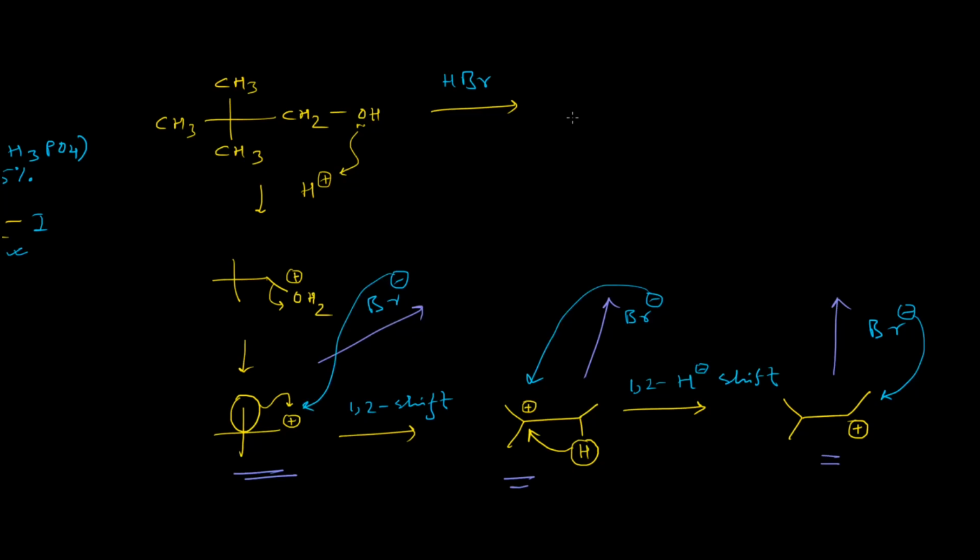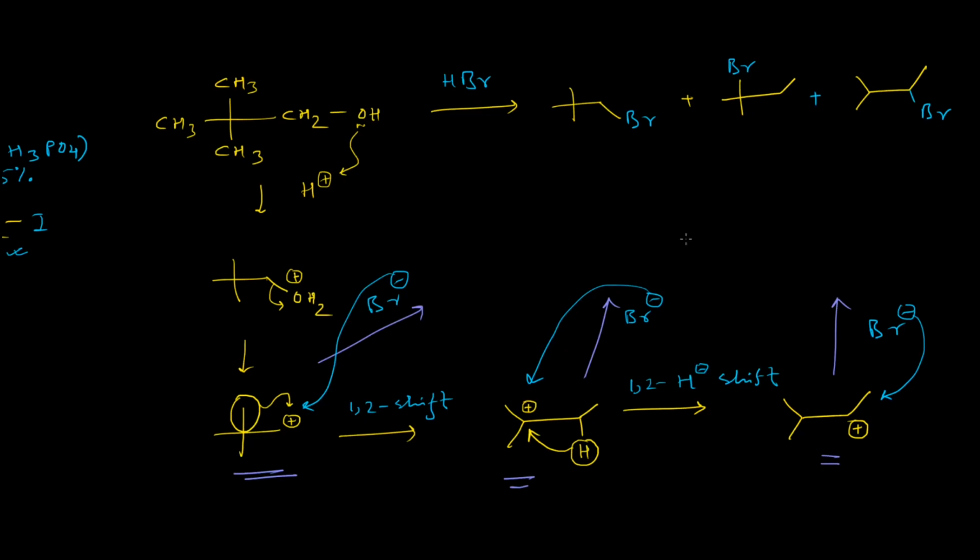And this will lead to the formation of 3 products. So the products will be, this will be the primary bromide, this will be our tertiary bromide, and this will be our secondary bromide. So this mixture of products we will obtain during this type of reaction.